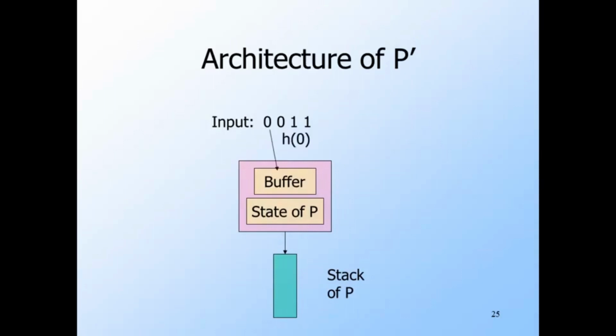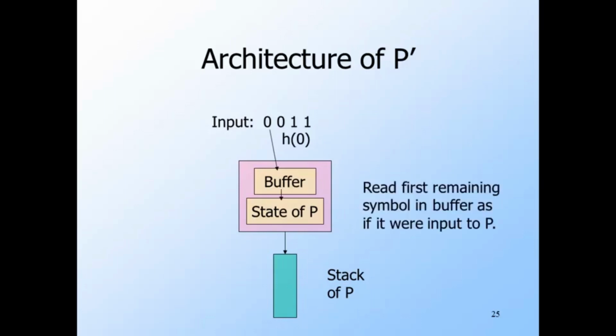Now P prime can read its first input symbol, 0, and apply H to it. The buffer, which was initially empty, now has the string H of 0. It may be a long string, but its length is finite, so there is only a finite number of states P prime can be in. Now to simulate P, P prime takes the first symbol of H of 0 and simulates P using that as the next input symbol. The simulation could take many moves, as there can be transitions on epsilon input as well as one transition on the symbol itself.